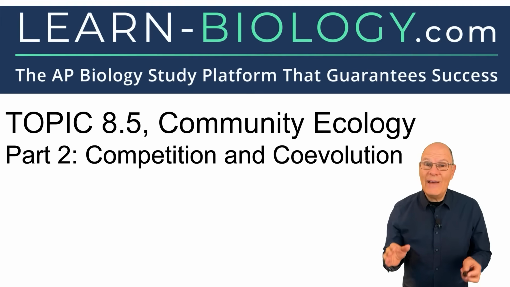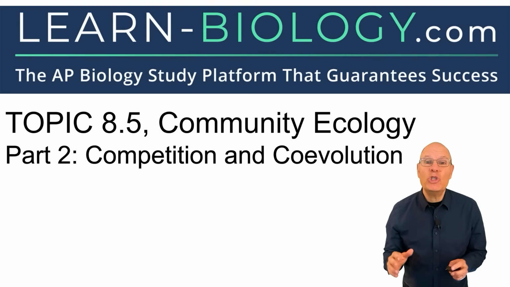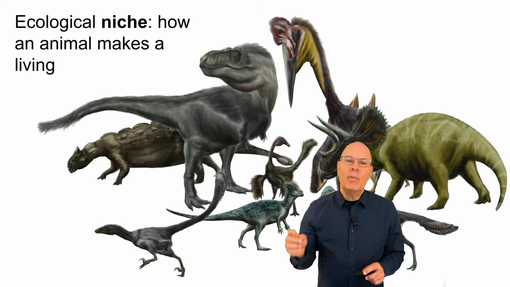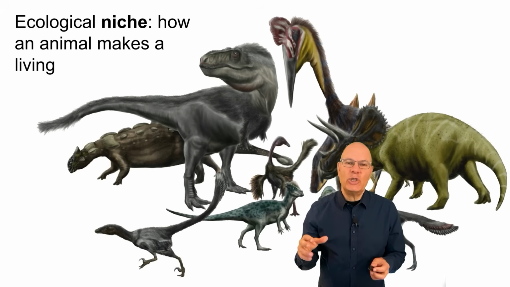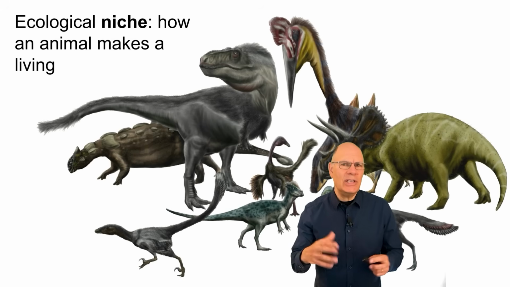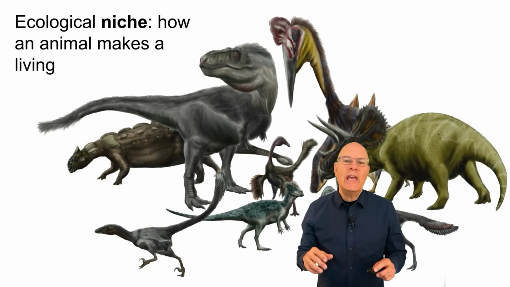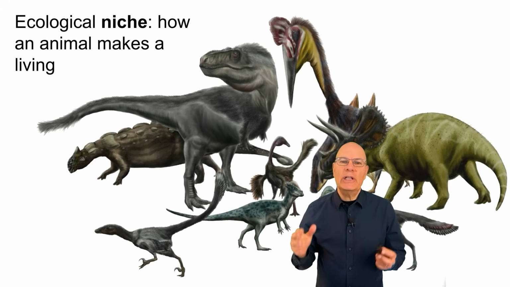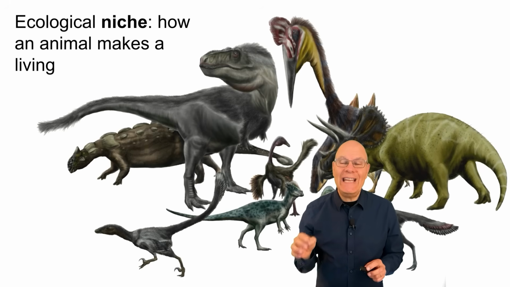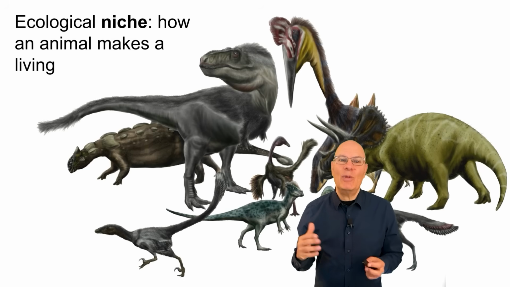Topic 8.5, Community Ecology Part 2, Competition and Coevolution. Before we get into competition and coevolution, I want to define a term that I used in the last section, and I've used throughout this series. The term is ecological niche. You can also say niche, and it's how an animal makes a living.